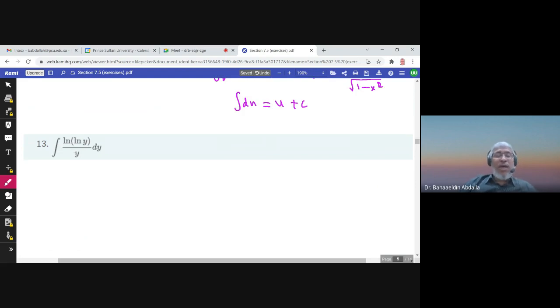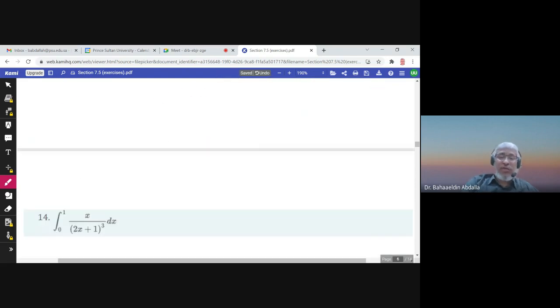Well, I have here ln y and y. So if I call t equals ln y, then dt would be 1 over y dy, and then this integral would be the integral of ln t dt. And you can continue easily by parts. We know how to find the integral of ln. Go to section 7.1.